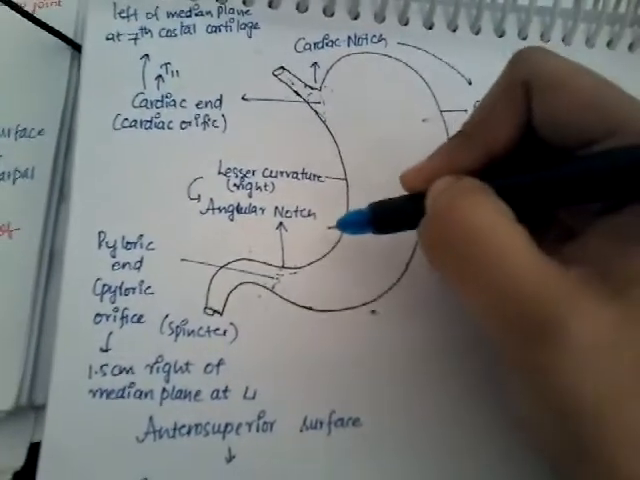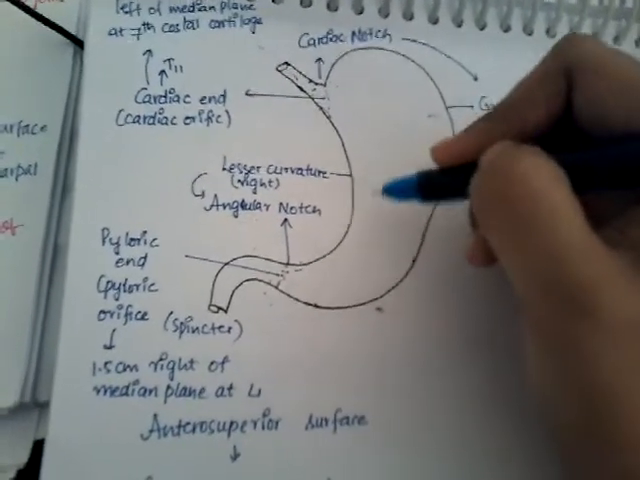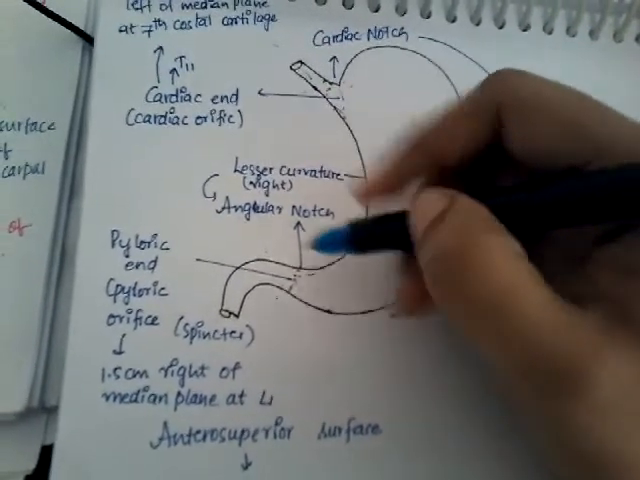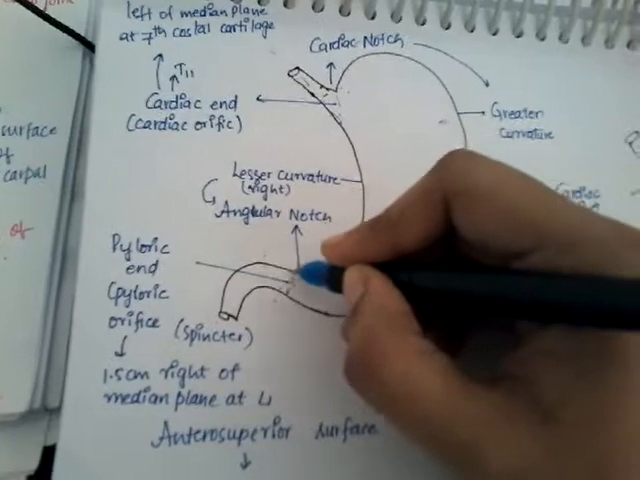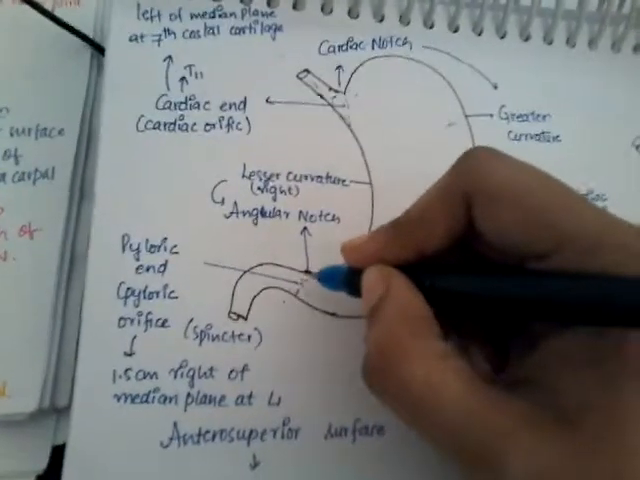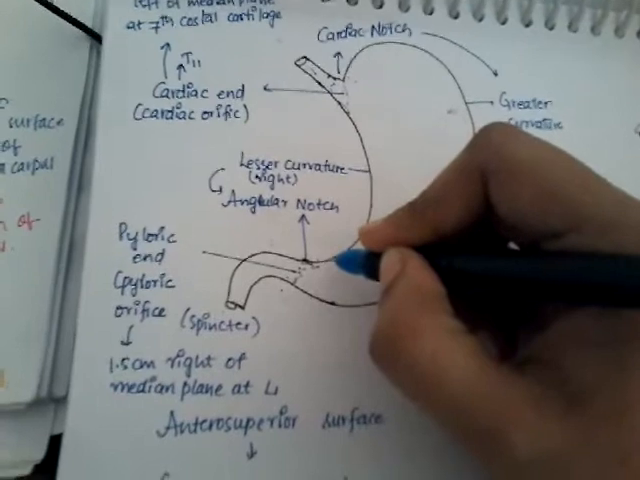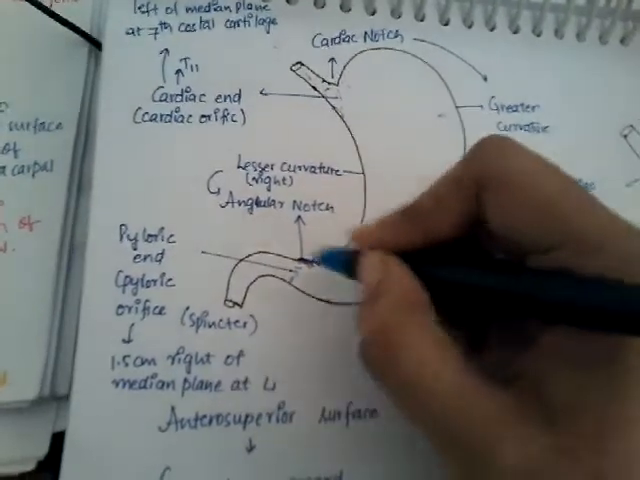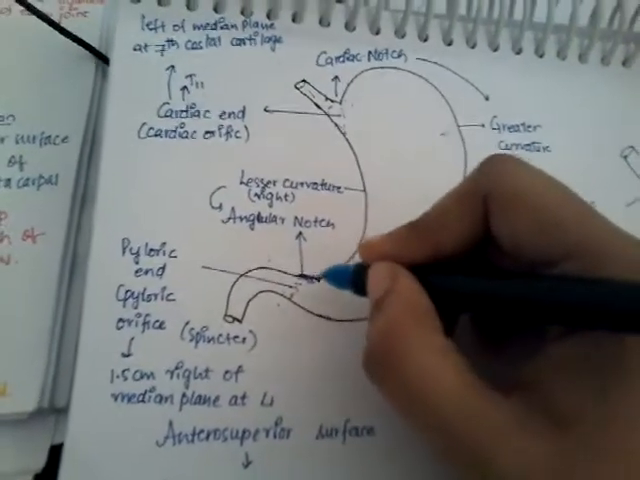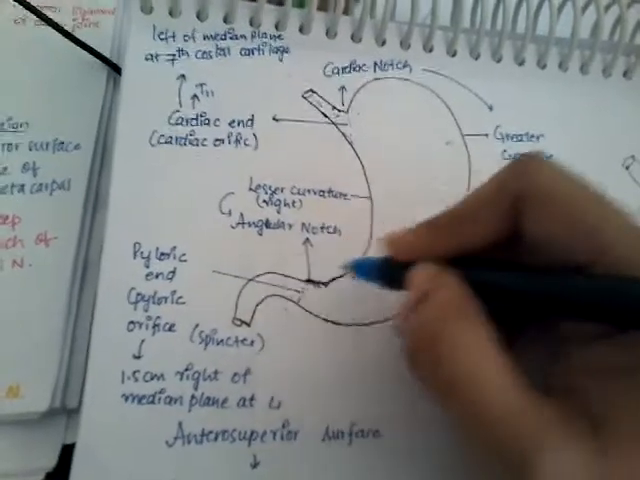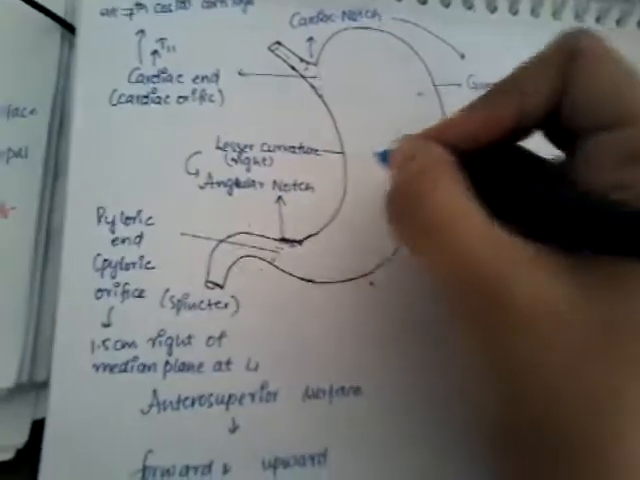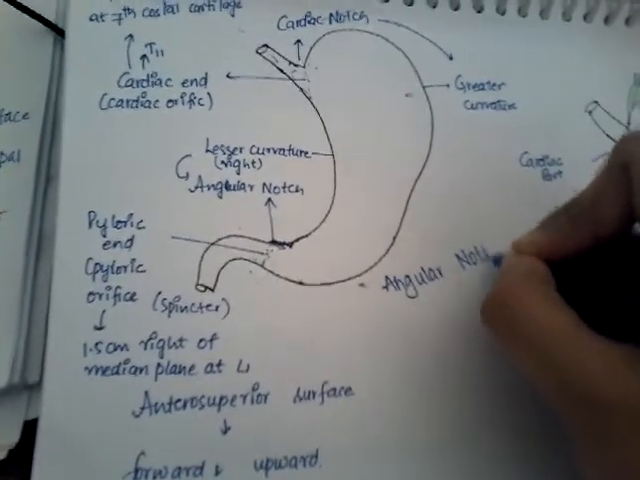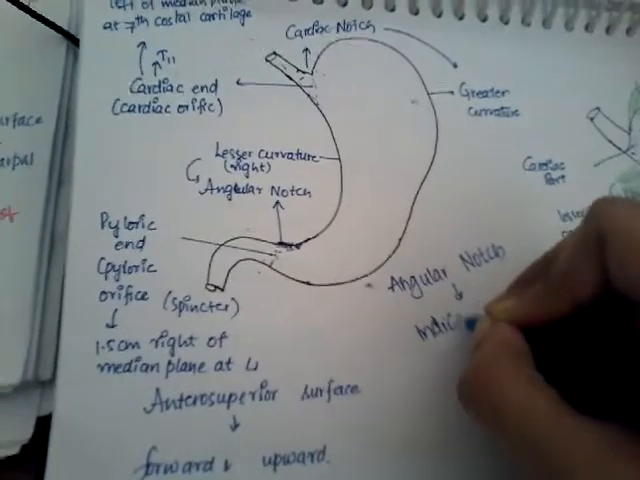The lesser curvature is concave and forms the shorter right border of the stomach. It is the most dependent part of the stomach, and it has an angular notch. If you see here, this is the angular notch, also called the incisura angularis. This incisura angularis will indicate the junction of the pylorus and the body.